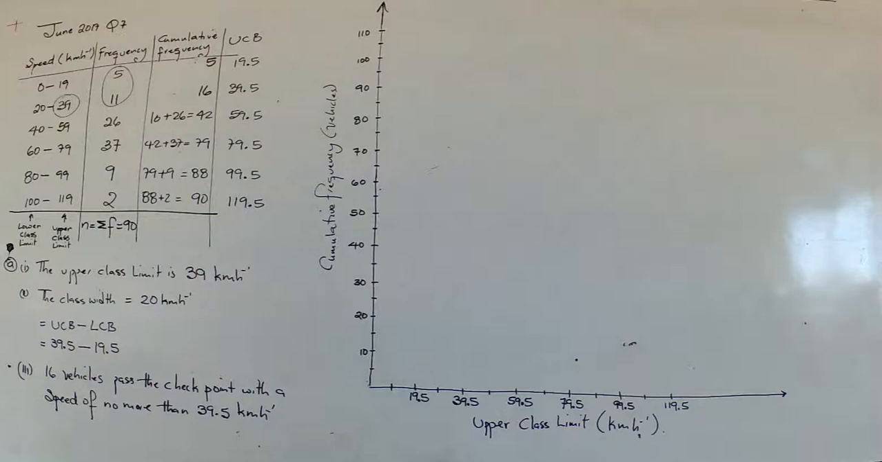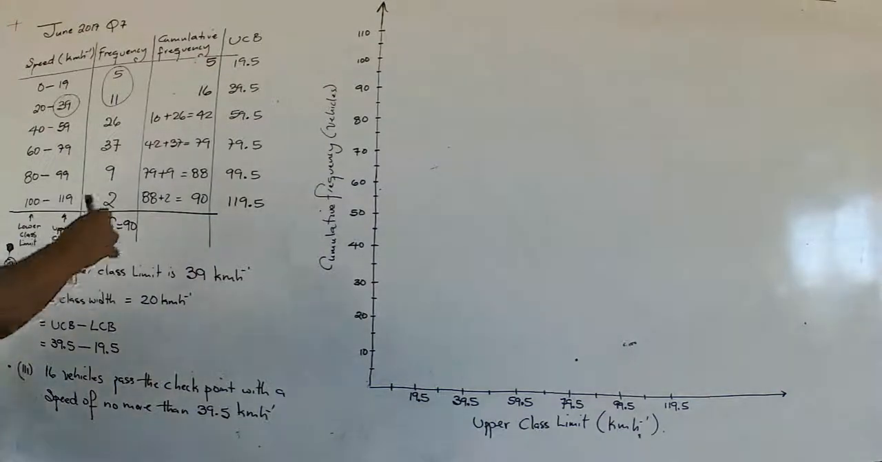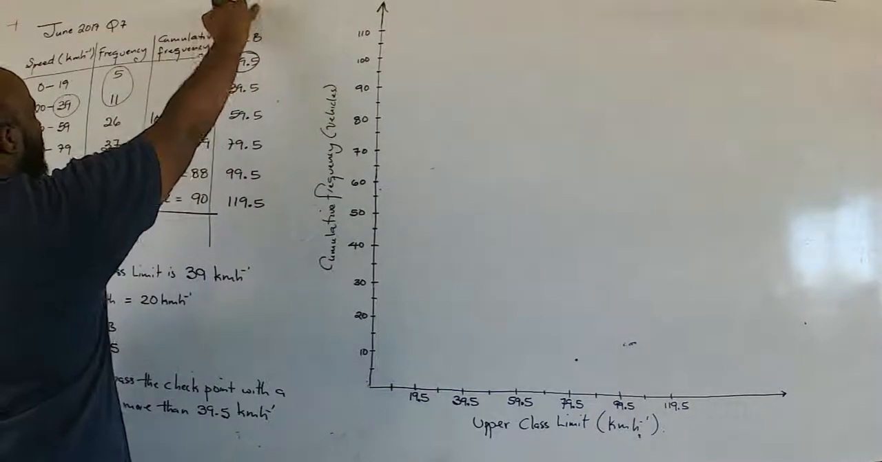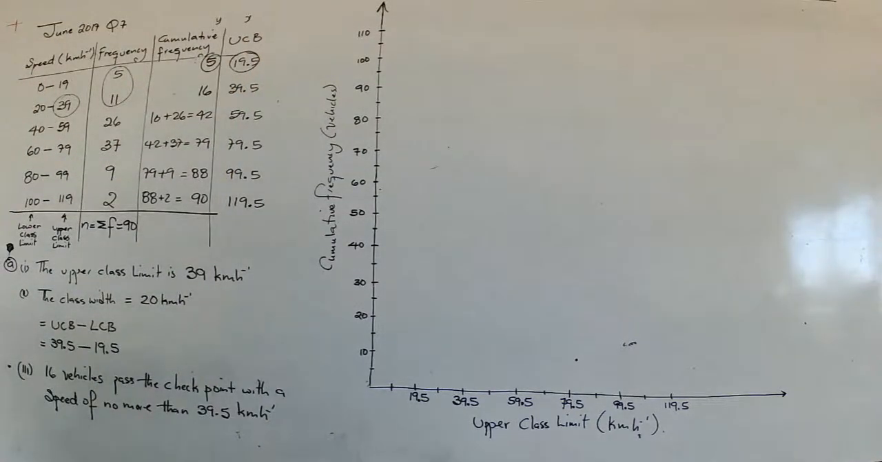Now, what are we plotting? We're plotting upper class boundary, x values, against cumulative frequency, y values. So 19.5 corresponds to what?